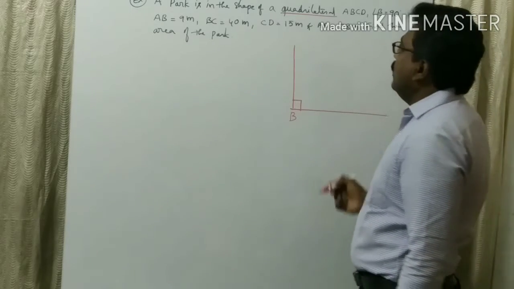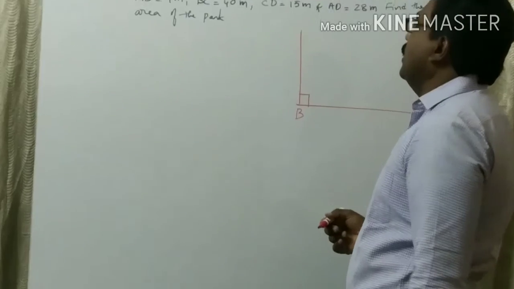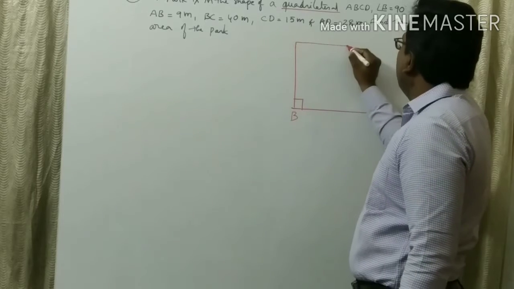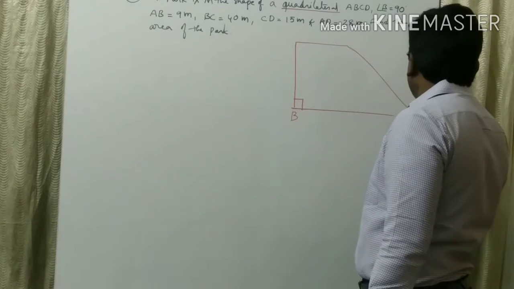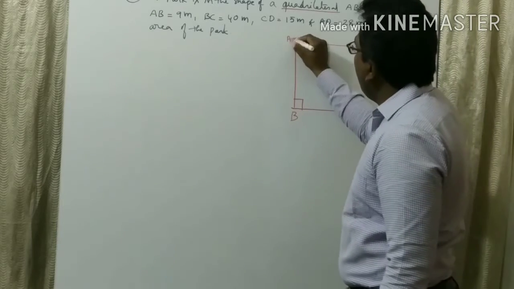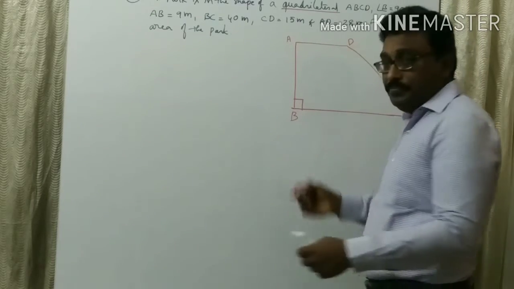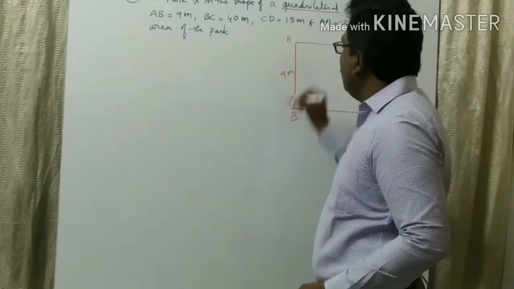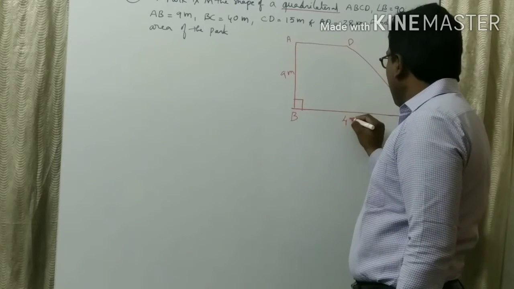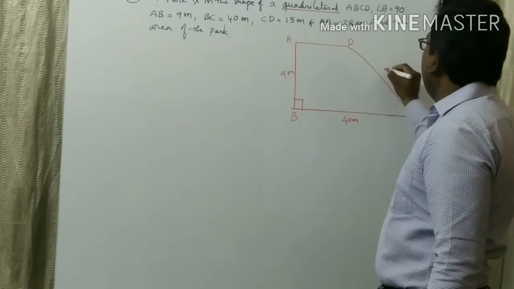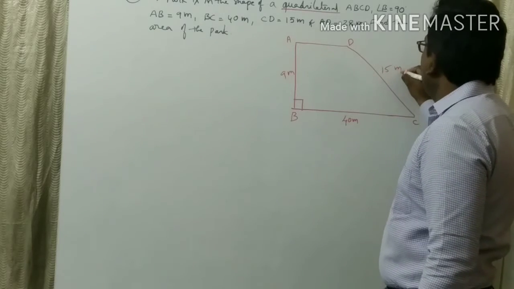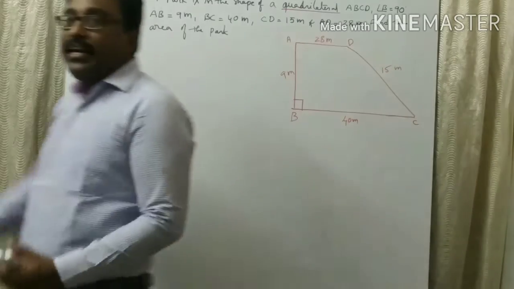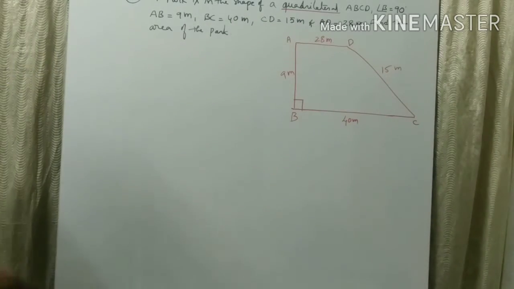You should not draw other lines perpendicular like this to make a rectangle or square. Now, the other one is like AB is 9 meters, BC is 40 meters, CD like that it is given. I am taking like this. A, B, C, D. Now, AB is equal to how many meters? 9 meters. BC is equal to 40 meters. CD is 15 meters. And AD is 28 meters. So, find its area.